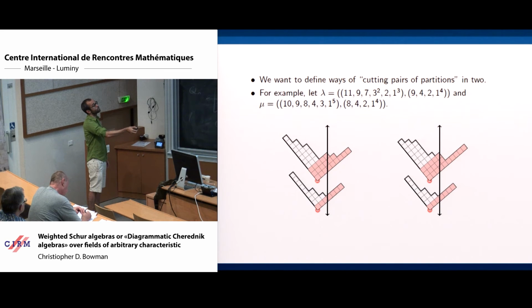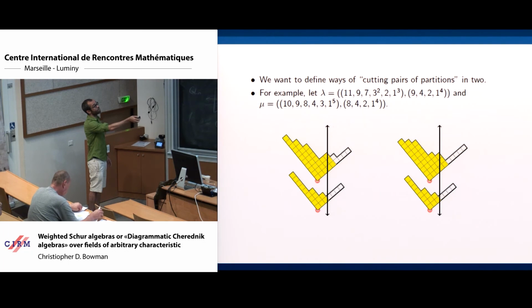And if you sum up the number of boxes in here plus here, you'll find that it's actually the same as the number of boxes in here plus here. So I can cut both partitions, and the right-hand side of this cut, which we call it because it's sticking out at the right, for lambda and mu has the same number of boxes.